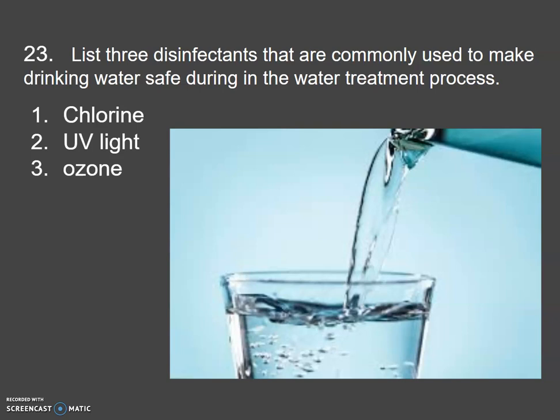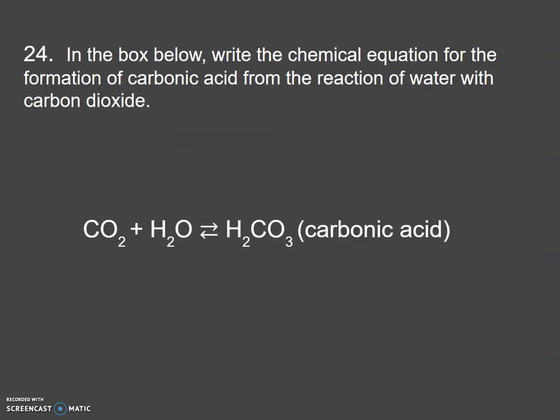Three disinfectants that are commonly used to make drinking water safe. We can use chlorine, we can use UV light, we can use ozone. In the box below, write the chemical equation for the formation of carbonic acid from the reaction of water with carbon dioxide. CO2 plus H2O yields H2CO3. This is why all rain is slightly acidic, because we always have carbon dioxide in the atmosphere.